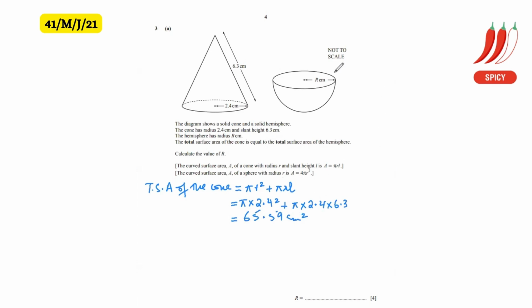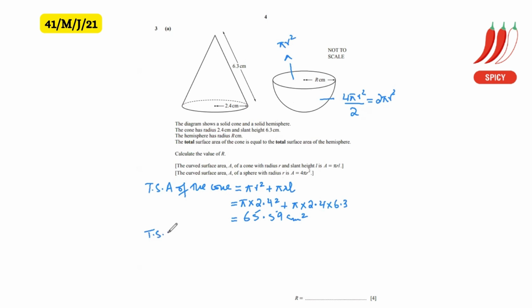Now the question says the total surface area of the cone is equal to the total surface area of the hemisphere. If you look at the hemisphere, this curved part is going to be 4 pi r squared divided by 2, which is 2 pi r squared. Why did we divide 4 pi r squared by 2? It's because it's a hemisphere, not a complete sphere. Since it's half of it, 4 pi r squared gets divided by 2. Now the circular face at the top is going to be pi r squared.